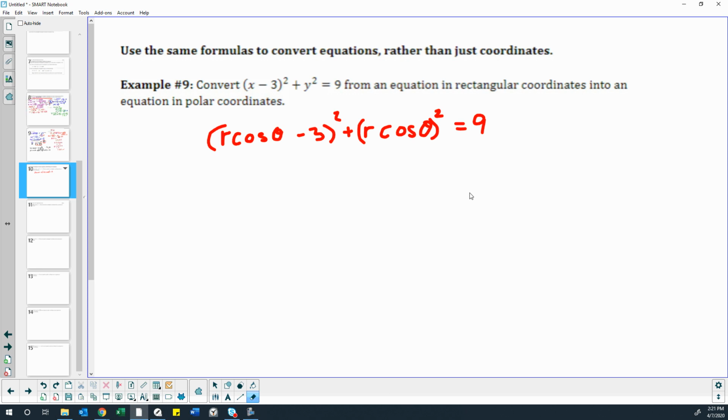Thank you for correcting my mistake. This should be r sine theta for the y value. Thank you.